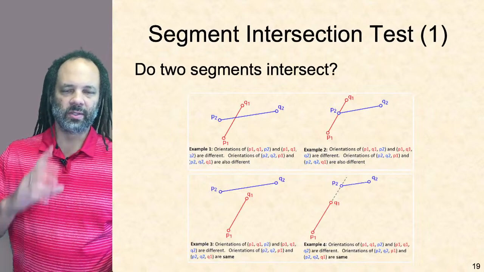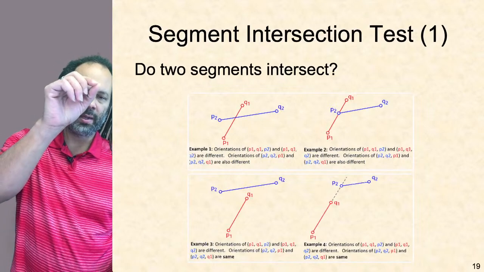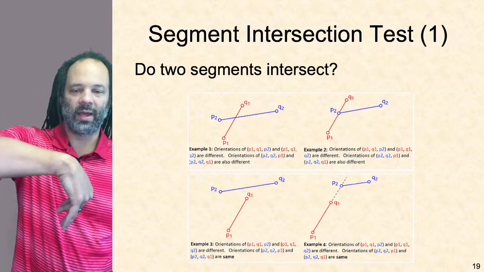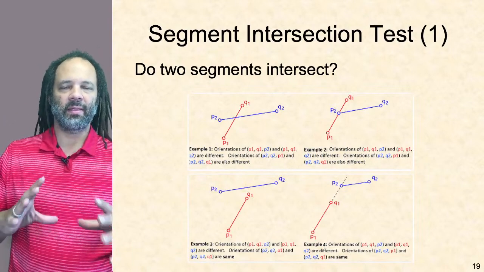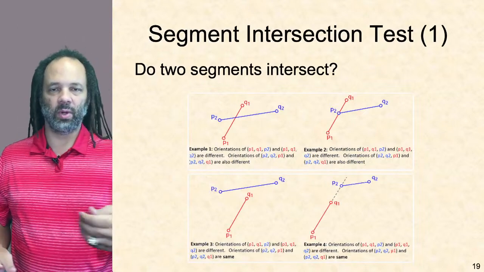All right, let's go the other route. I go from P1 to Q1 to Q2 back to P1. Now I've got a clockwise triangle. So in this case, going from red to blue, the two triangles have different orientations. One goes counterclockwise, the other one goes clockwise.